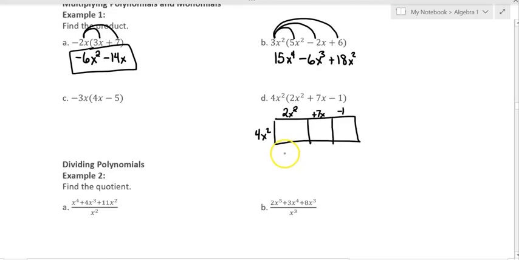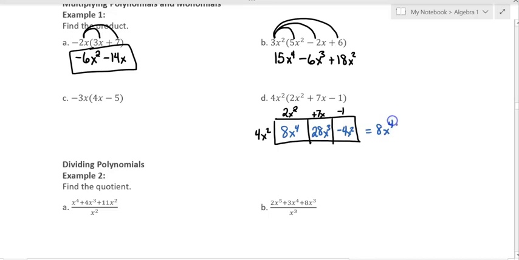I'm just showing you. So what this tells you to do is this box tells you to multiply 4x squared times 2x squared. So 4 times 2 is 8. X squared times x squared is x to the 4th. This middle box, the left side is 4x squared. Right above it is 7x. So 4x squared times 7x is 28x cubed. And then this box is 4x squared times right above it is -1, which is -4x squared.